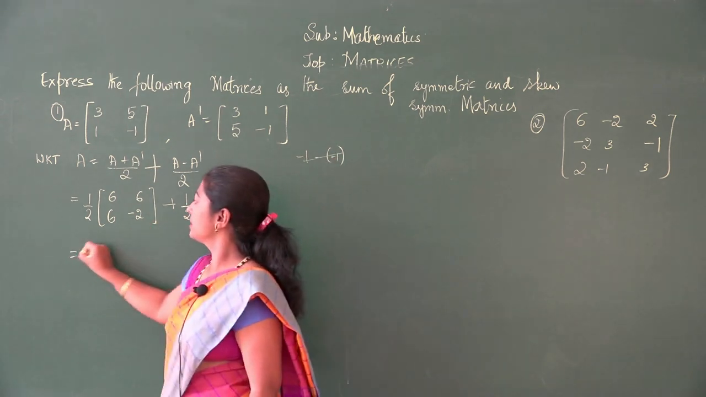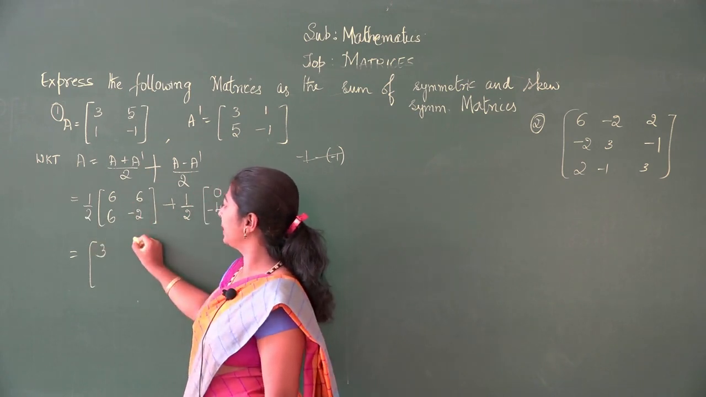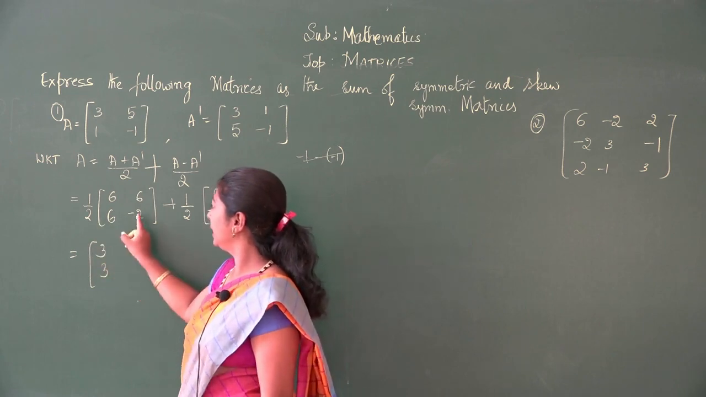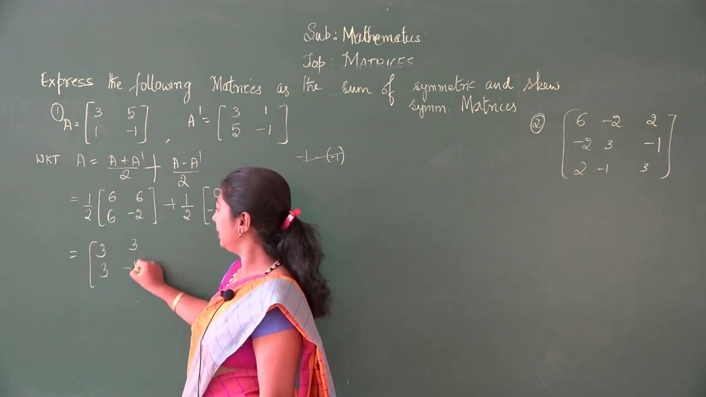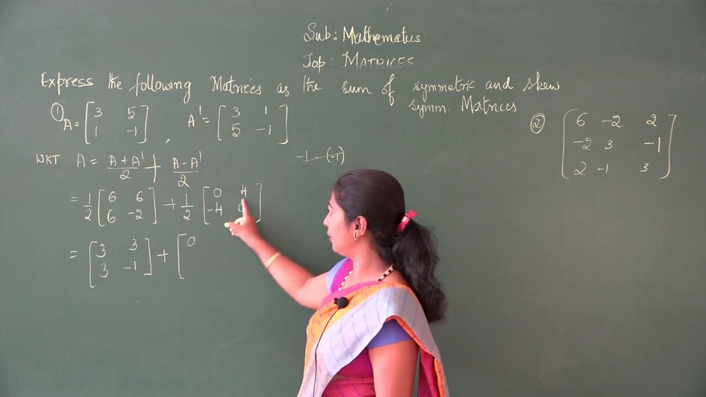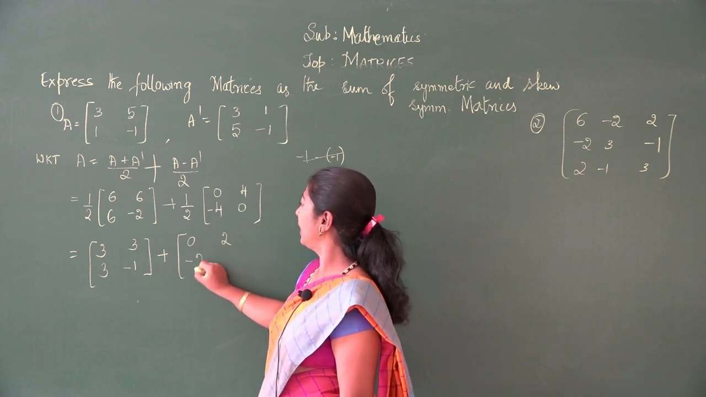When you divide by 2, 6 by 2, 3. That is, you are dividing each element by 2. 6 by 2, 3. Minus 2 divided by 2 will be minus 1. 0 by any number, 0. 4 divided by 2, 2 again. Minus 4 by 2, minus 2.